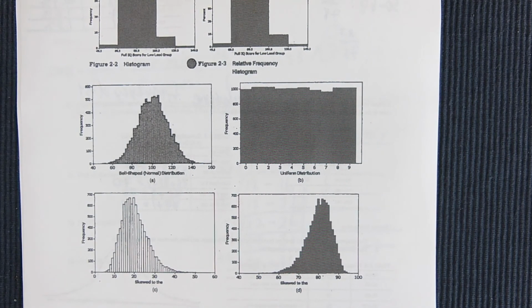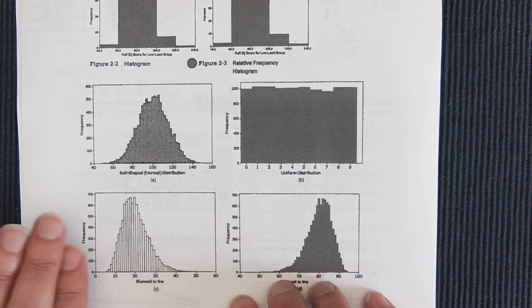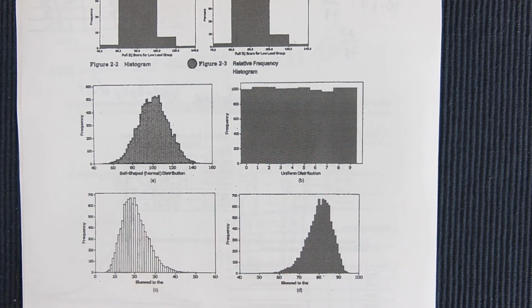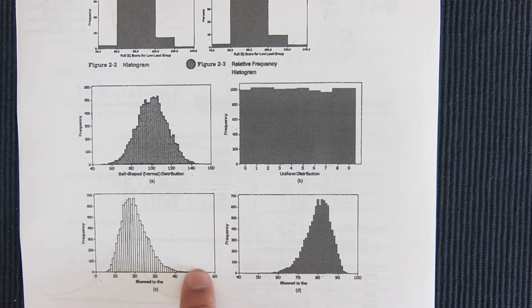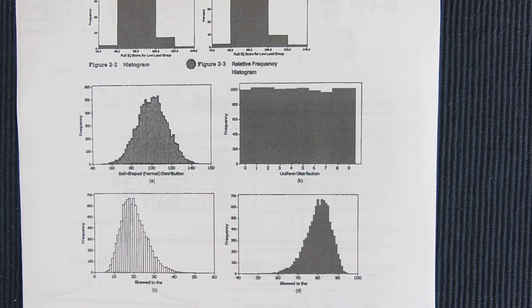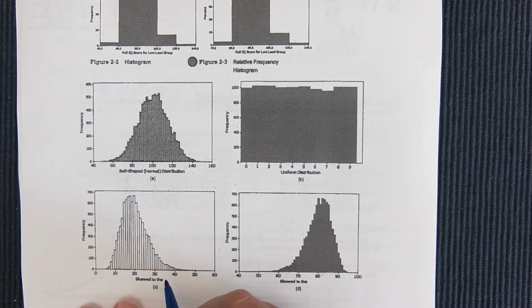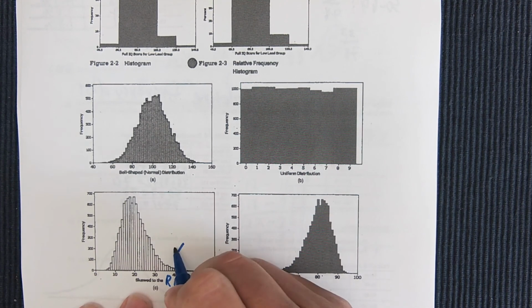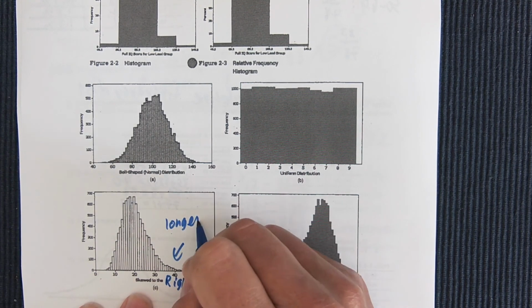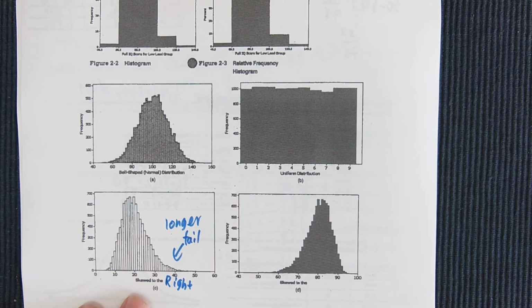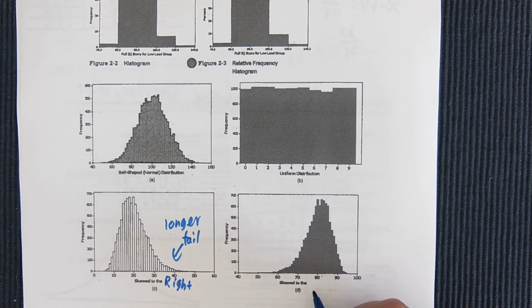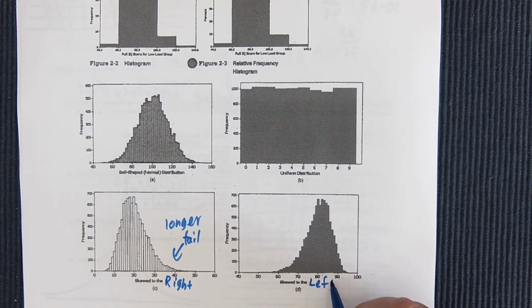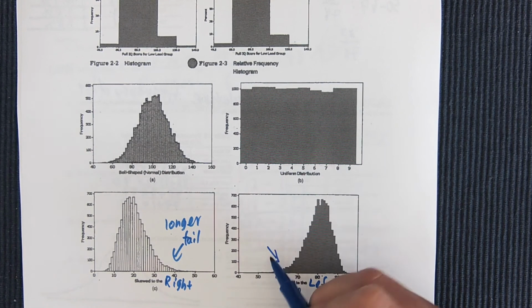Now, what happens here is you can see the data is kind of bunched up to the left here. That's a little deceiving. We actually want to see the longer tail. So in this case, this is called skewed to the right, because this is the longer tail. Making this one skewed to the left. Again, the longer tail.